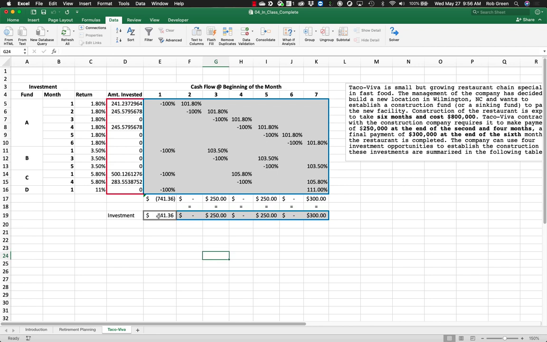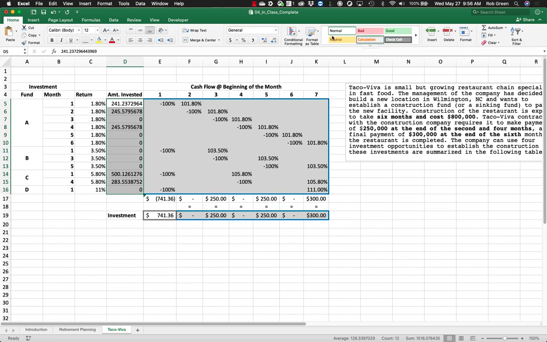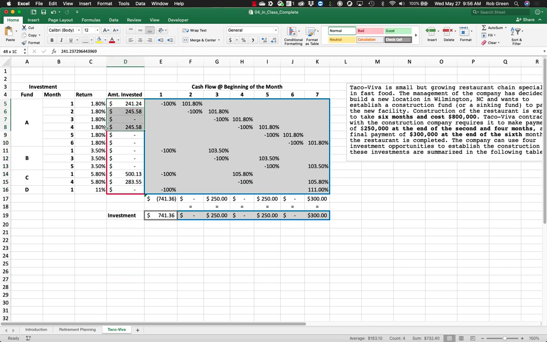And there we go. We are going to invest $741,360 to meet our $800,000 in payments. And you can see exactly where we are going to make our investment decisions. I am going to format these as dollars so this looks good. So you'll see we're going to make 3 investments in investment A in months 1, 2, and 4. We're also going to invest in investment C in months 1 and 4. And that will be enough to cover all of our costs. So there you go.